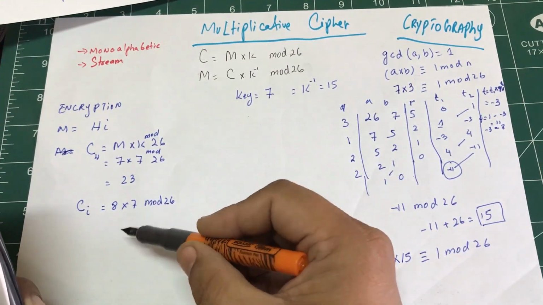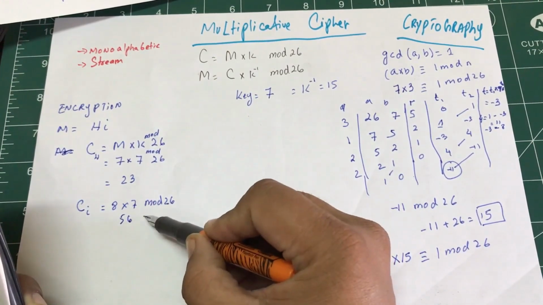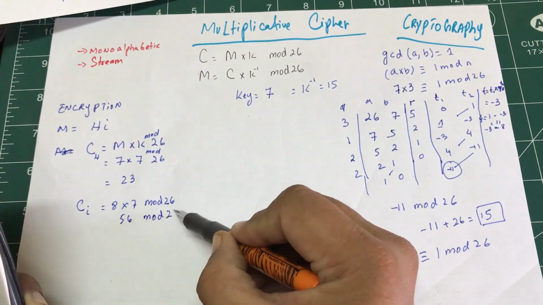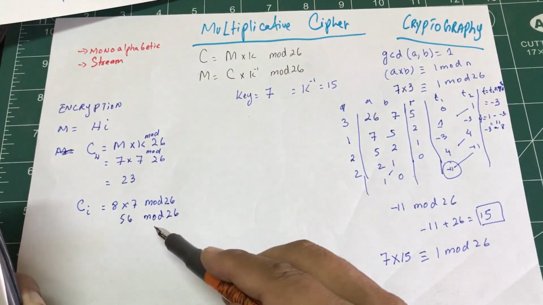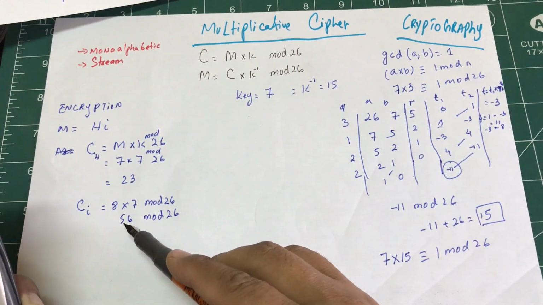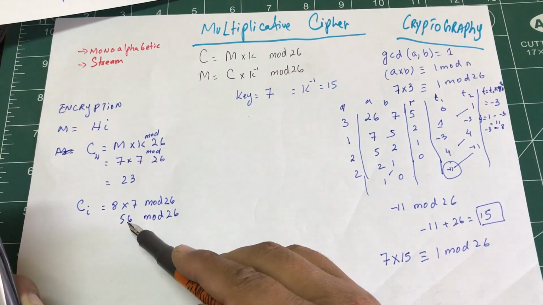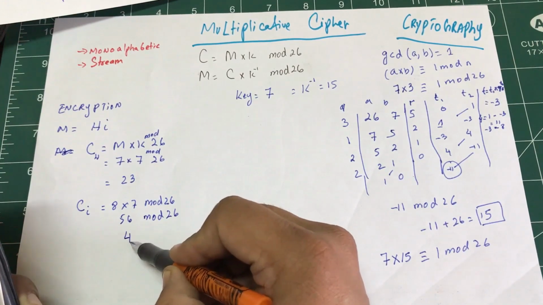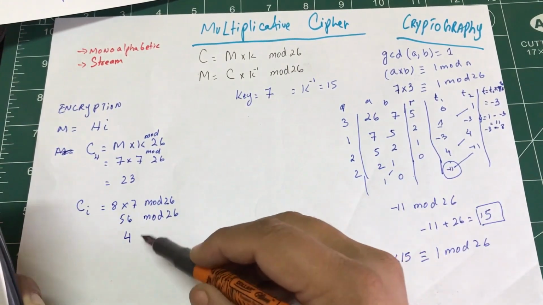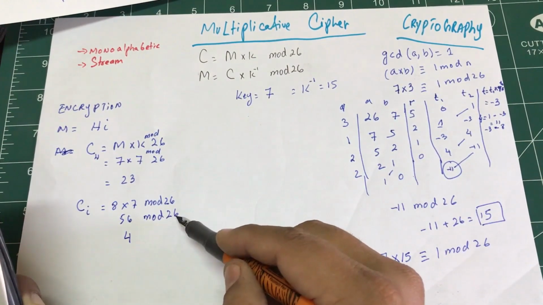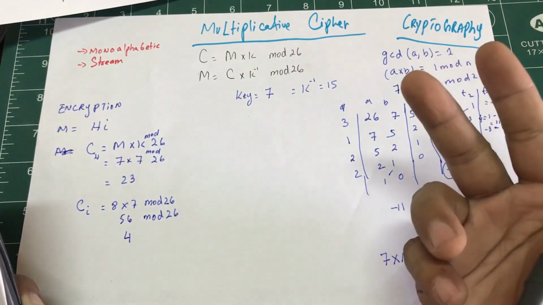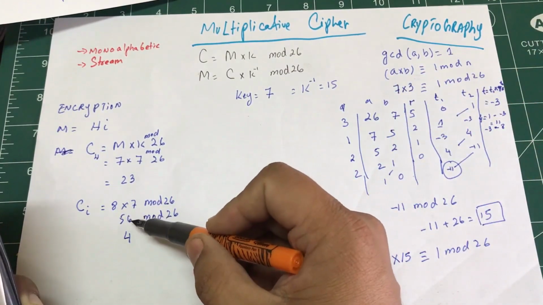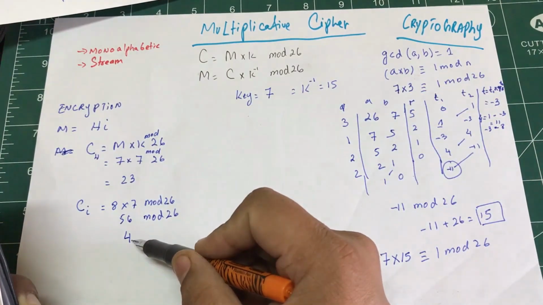All right, so 8 times 7 is 56. 56 mod 26. So 26 times 2 is 52, and I have 56 here. So 56 minus 52, my remainder is actually 4. All right, I have 56 mod 26. So 26 times 2 would give me 52, and 56 minus 52 would give me 4.